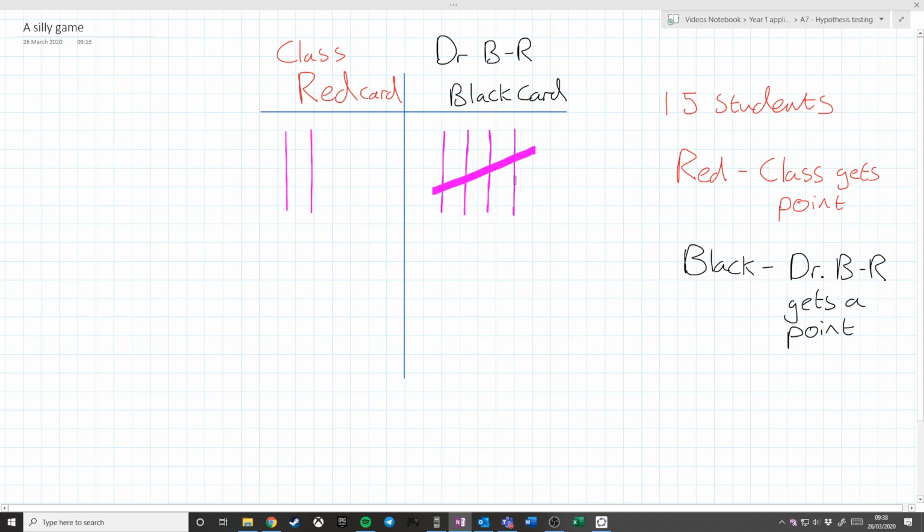And then another one for me. Another one for me. And a red card. And we're up to 9. And another few for me. Then another red card. And then another couple for me. Oh, do my tally correctly. Another couple for me. And finally, the last card goes to me. So overall, the scores come out at 4 to 11.